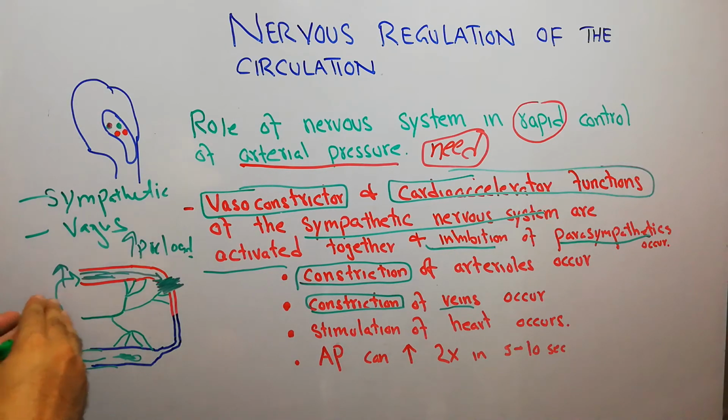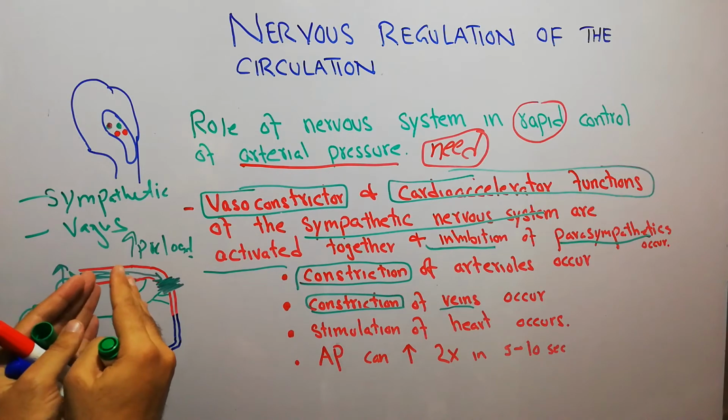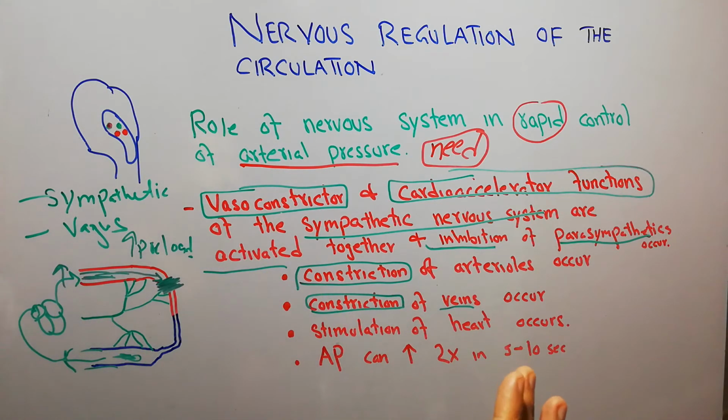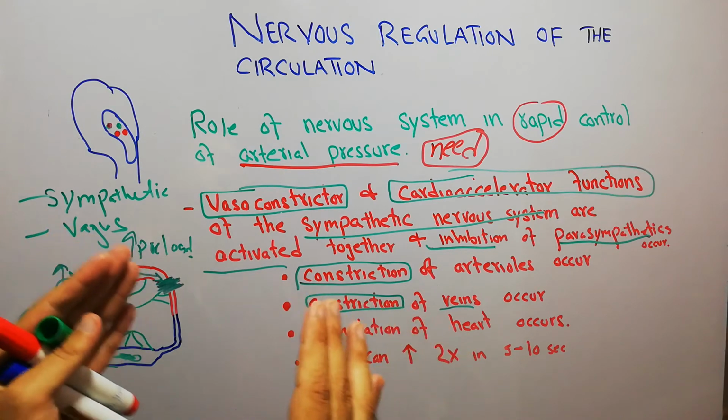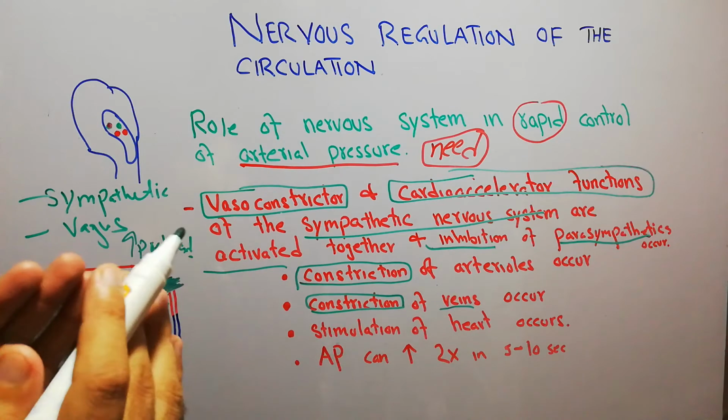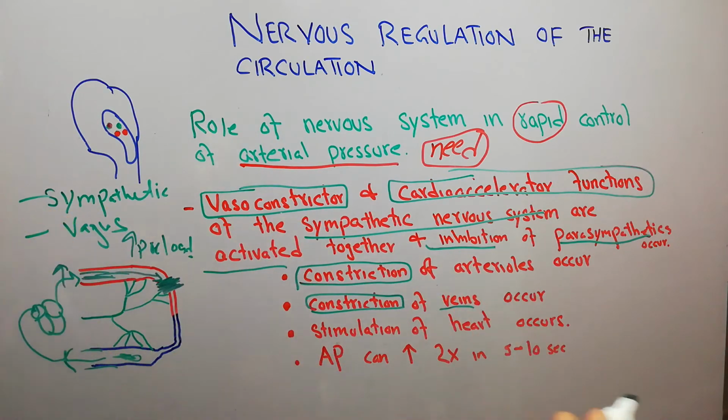When the heart receives more blood, the heart muscle gets stretched. When they stretch more, they basically pump more blood. This is basically the Frank-Starling mechanism. With more blood coming to the heart, more blood goes out of the heart.